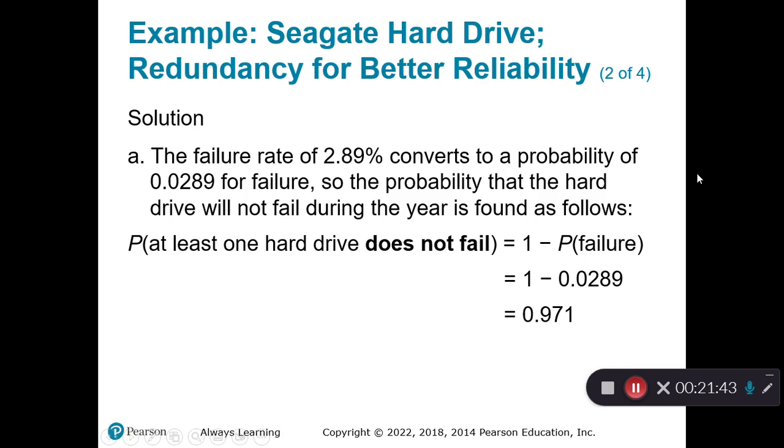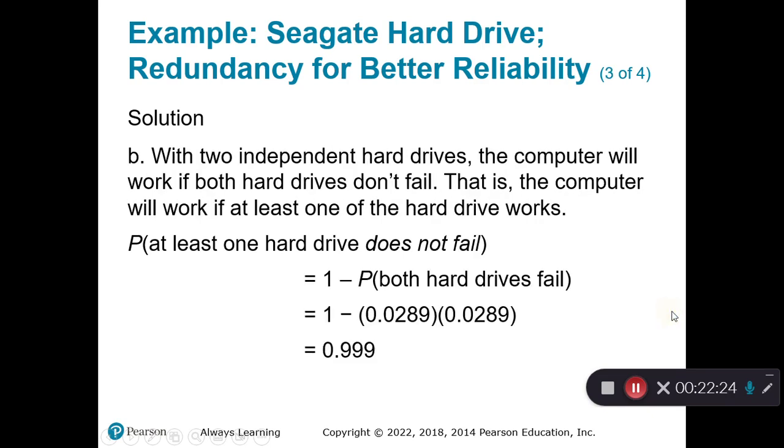So in part A, we have a single hard drive. If the failure rate is 2.89%, and let's write this as a decimal, let's move that decimal place 2 spaces to the left, it is written as 0.0289 failure rate, or the probability that it will fail. Then the probability that it will not fail would be 1 minus 0.0289 using the complement rule. So the probability that the single hard drive will not fail is 0.971. Pretty good. However, I would hate to have almost a 3% chance of having the hard drive fail in a given year.